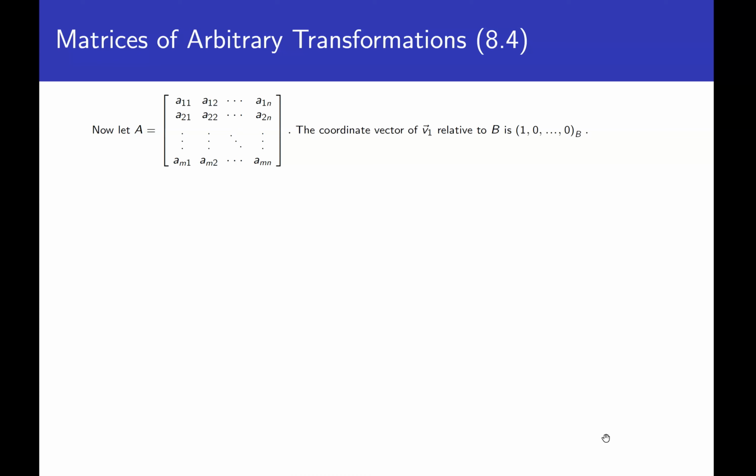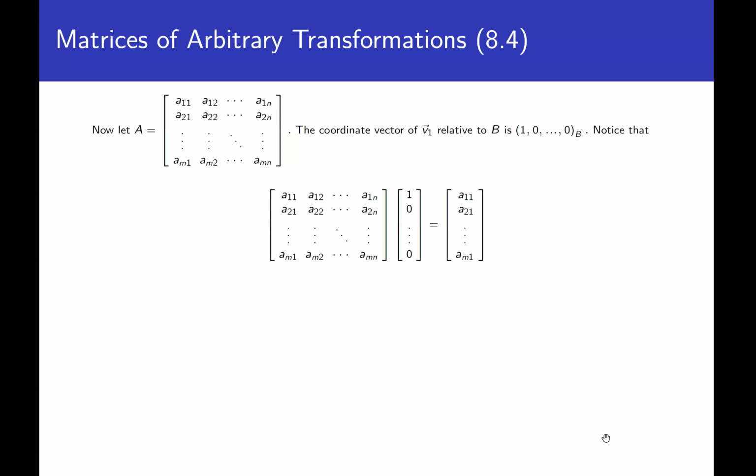Certainly, when we're talking about coordinate vectors, the coordinate vector of V1 relative to B is just, well, we need one copy of V1 and 0 of the rest of them. So now let's look. If I take the matrix A and multiply it by this coordinate vector, notice all I get is the first column of A. But those are exactly the coefficients on the W's. That's the linear combination of the W's that gave us the image of V1.